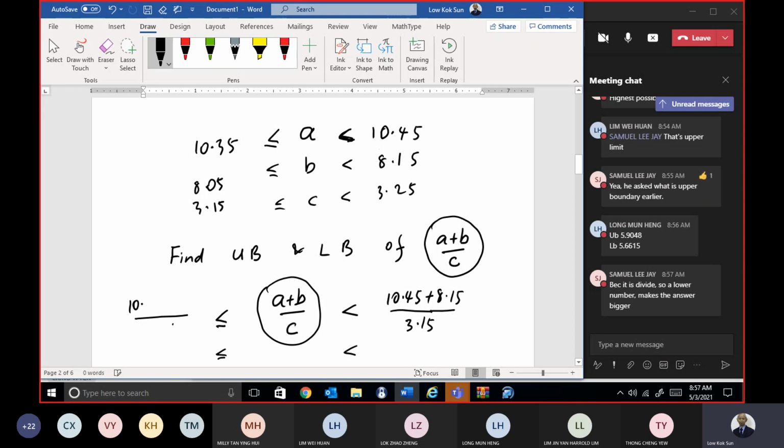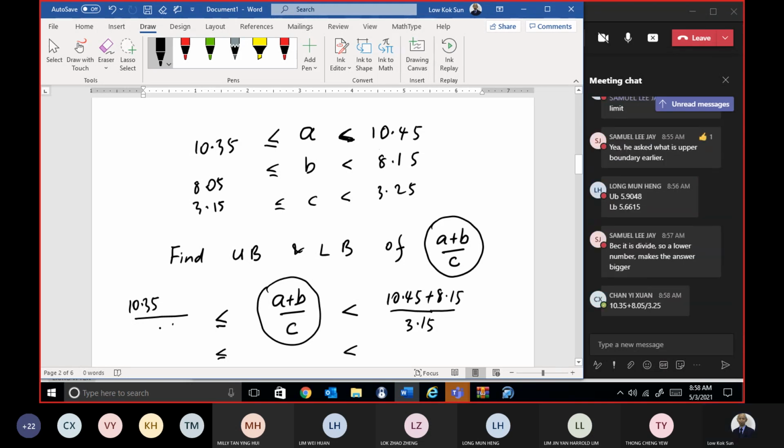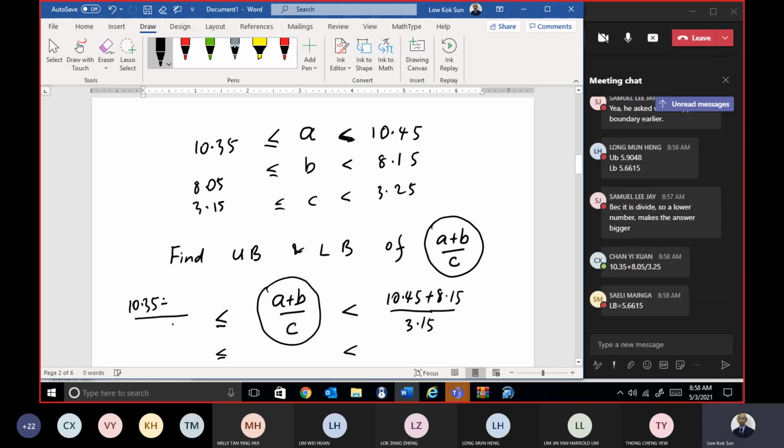10 point. Why do we take the small one? Because we want to make it small, okay? You understand? We want to make the top one as small as possible. So, and then B also we choose the small one, 8.05. And the bottom one, can someone tell me, what should the bottom be?